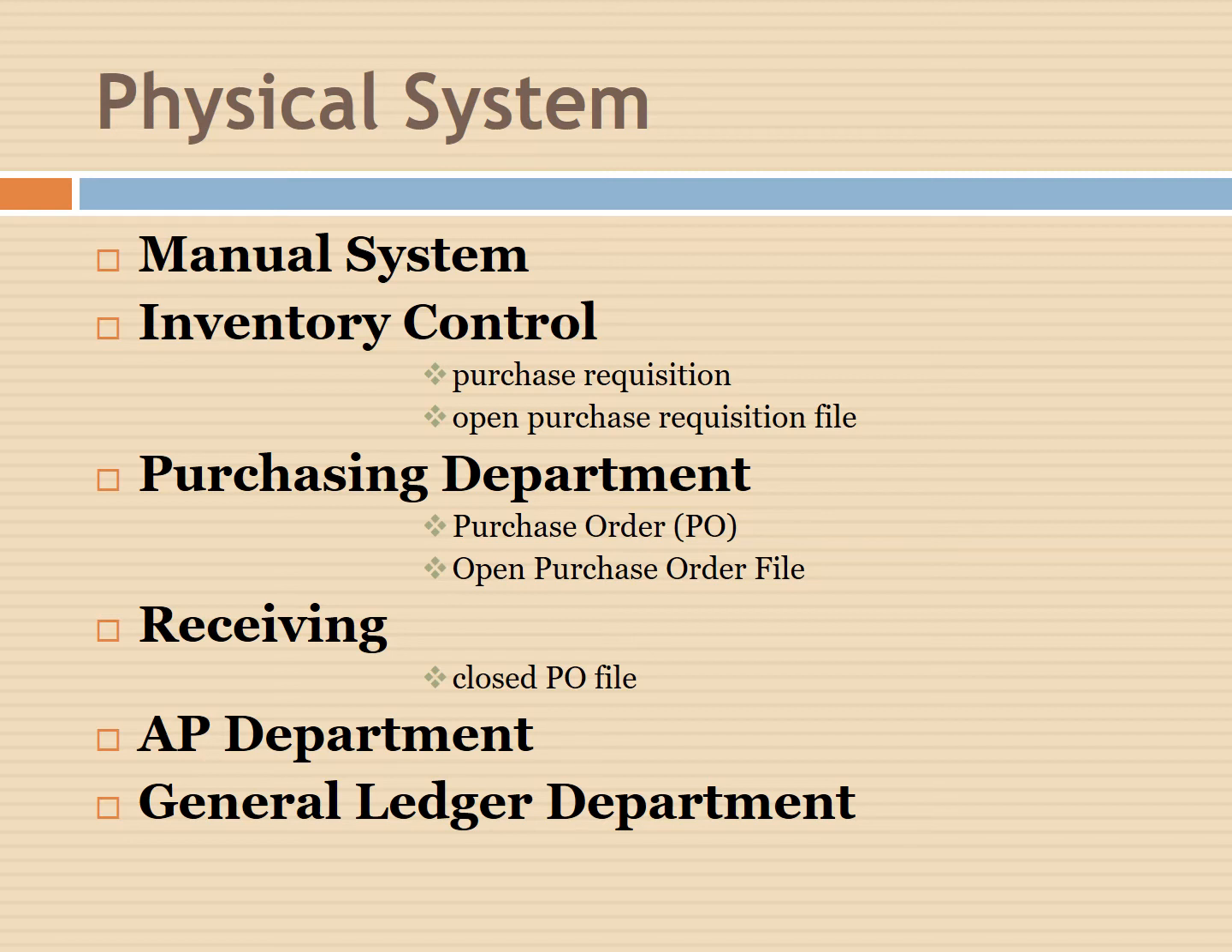Next is receiving. In receiving, it prepares a multi-part receiving report stating the quantity and condition of the inventories. One copy of the receiving report accompanies the physical inventories to the storeroom, and another copy is sent to the purchasing department where the purchasing clerk reconciles it with the open PO. The clerk closes the open PO by filing the purchase requisitions, the PO and the receiving report in the closed PO file.